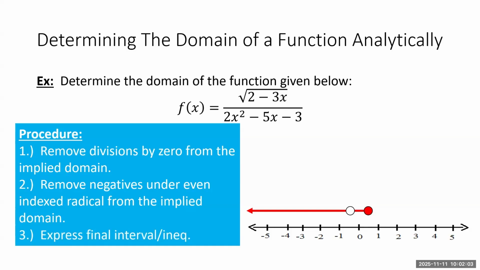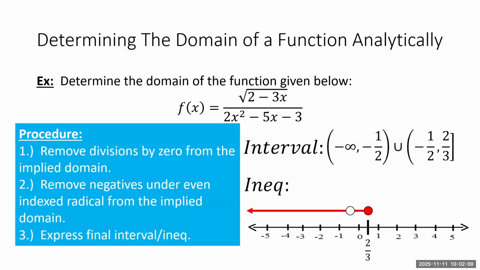Now, in this third step of our procedure, we're going to express our final interval and inequality. Our interval would be parenthesis, -infinity, -1/2 parenthesis, union, parenthesis, -1/2 to 2/3 bracket. Our inequality would be x is less than or equal to 2/3 and x does not equal -1/2. This is a totally appropriate way to write an inequality. You can absolutely use pieces of spoken language for that when appropriate.